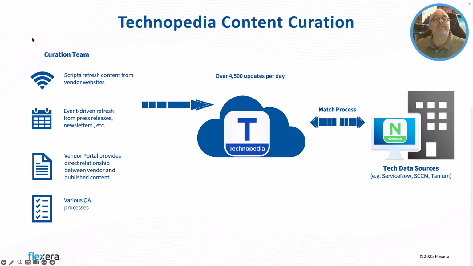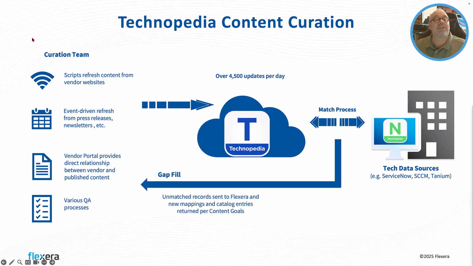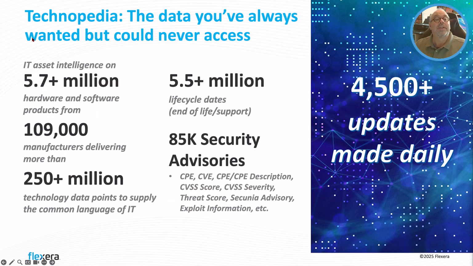When the raw inventory data comes into the system, it goes through the matching process to Technopedia. If matched, it moves through the system to normalization. If there is no match, the information is fed to the curation team to be added. This is referred to as the gap fill process. Flexera is a data company at our core. We have created the largest technology library on the planet.